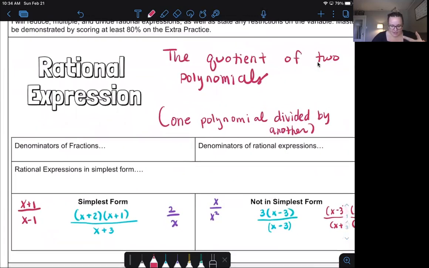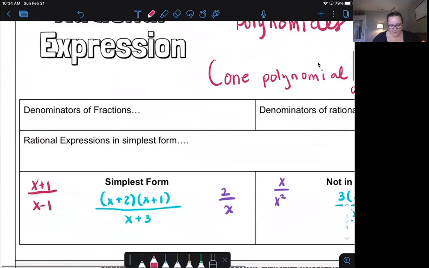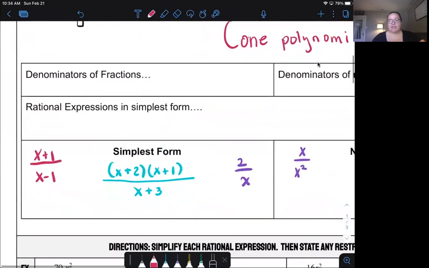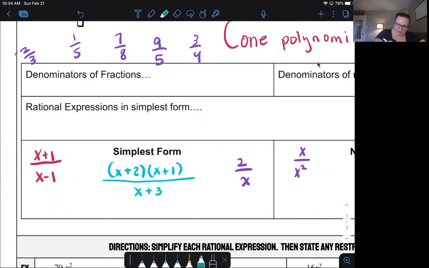So there's something we have to talk about, and that is the denominators of a fraction. Remember, anytime you have a fraction, like the fractions you're used to dealing with before rational expressions, fractions that look like 2/3, 1/5, 7/8, 9/5, 3/4, what are we never allowed to have in the denominator of a fraction? The only number that we're not allowed to divide by is 0.